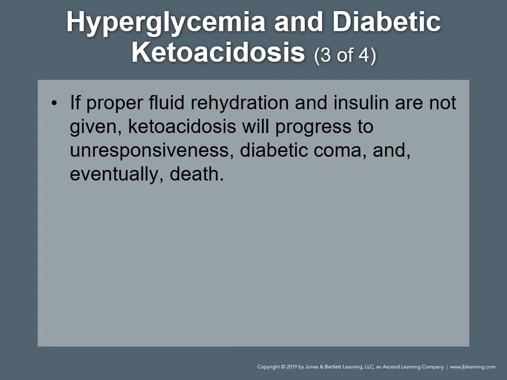If the patient is not given proper fluid rehydration and insulin to reverse fat metabolism and restore the use of glucose as a source of energy, ketoacidosis will progress to unresponsiveness, diabetic coma, and eventually death. Patients in DKA are seldom deeply comatose.